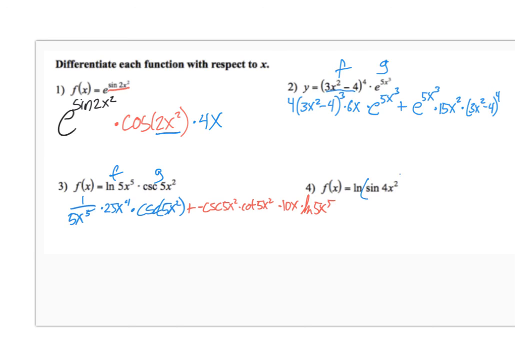All right, I'm going to put some parentheses to make this a little bit more obvious. We've got the derivative of ln of stuff. That's going to be 1 over that stuff, sine of 4x squared, multiplied by the derivative of that stuff, cosine of 4x squared, and times the derivative of the inside of that, 8x.